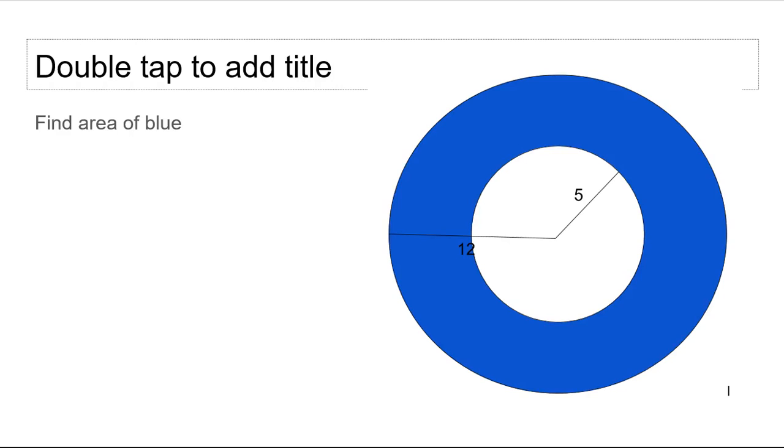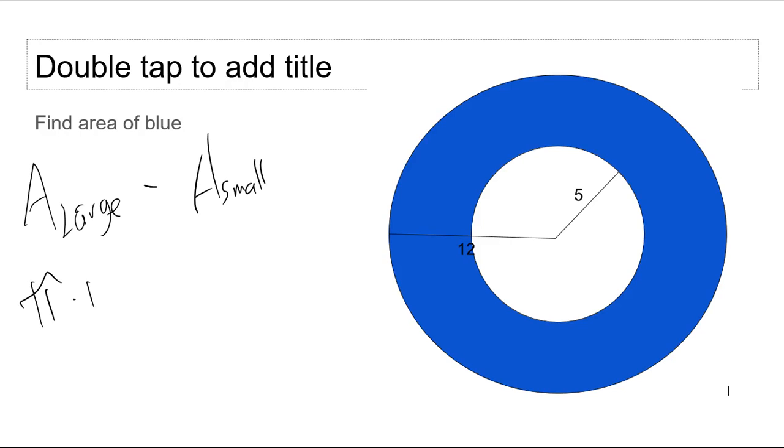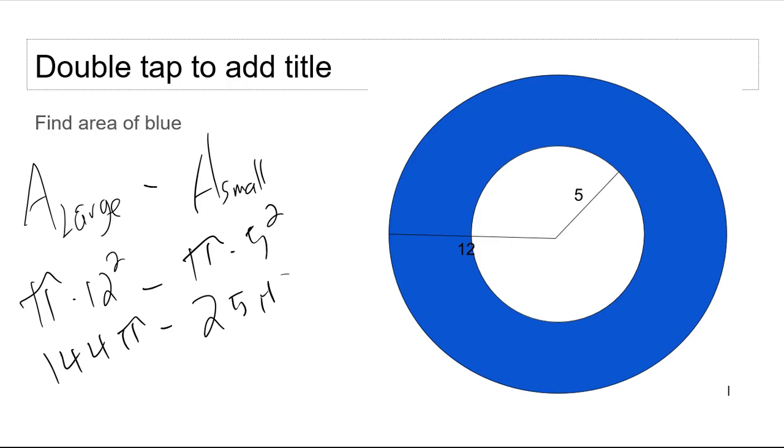And there we go. Alright, for this problem, we're going to find the area of the blue. So we're going to take the area of the large, which is the entire shape, and then subtract the area of the small, and we're left with this donut shape. So we find the area of the large, pi times 12 squared, minus pi times 5 squared. This is 144 pi minus 25 pi. You can actually just leave it like this, because it's like saying 144x minus 25x. It's actually going to be 119 pi.